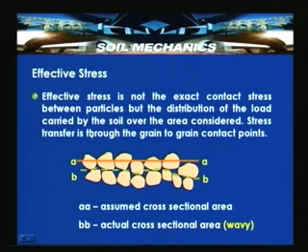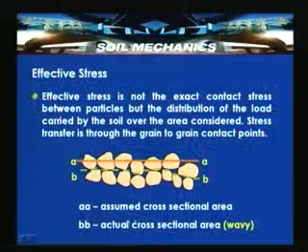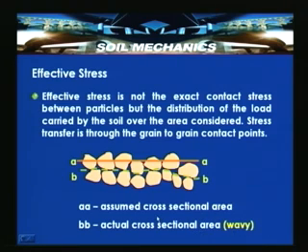So, stress transfer is through the grain to grain contact points. If I take AA as the assumed cross section area, which is passing through the solid grains as well as through the voids, which can be filled with water, with and without water. AA is the imaginary area passing through the soil mass at a certain depth. BB is the actual cross sectional area, which is wavy pattern.